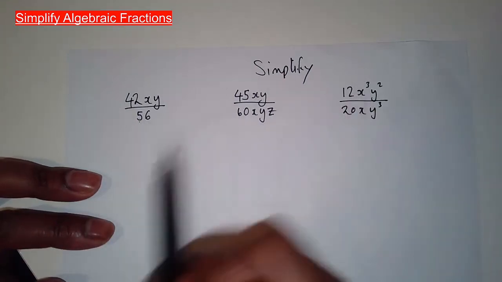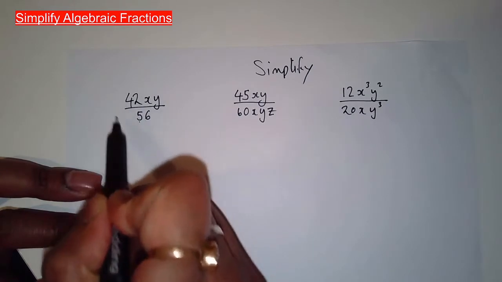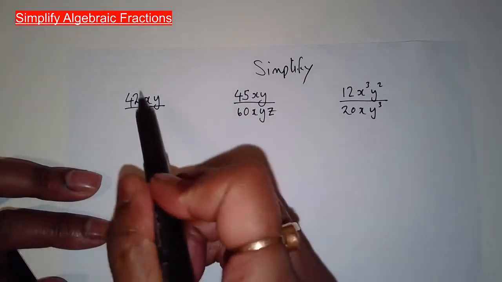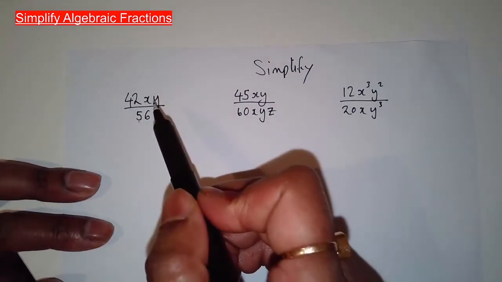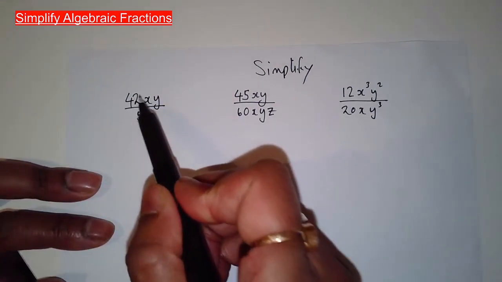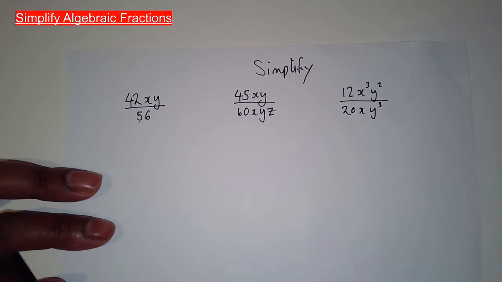Here I've got three different fractions. I'm going to simplify this fraction first. First of all, deal with the numbers. Now, you have to think about the biggest number that goes into 42 and 56. And I know some people struggle with anything beyond the 12 times table.